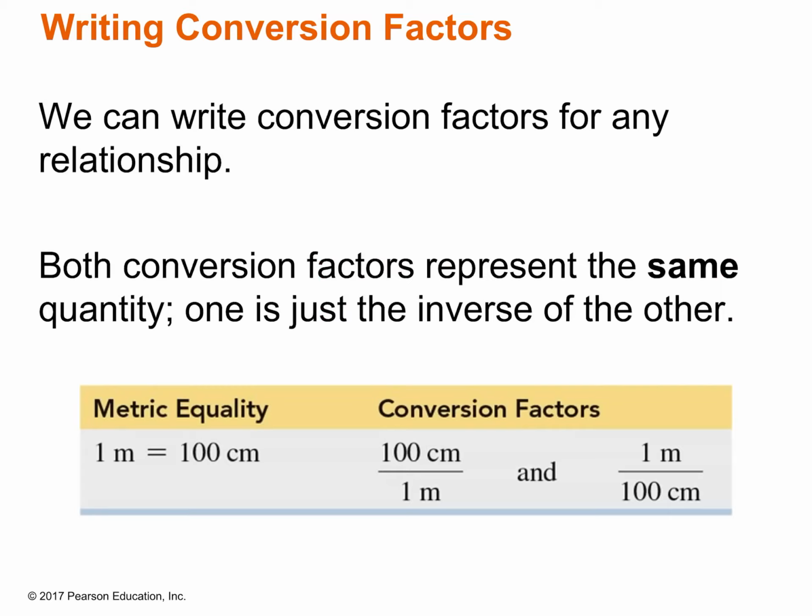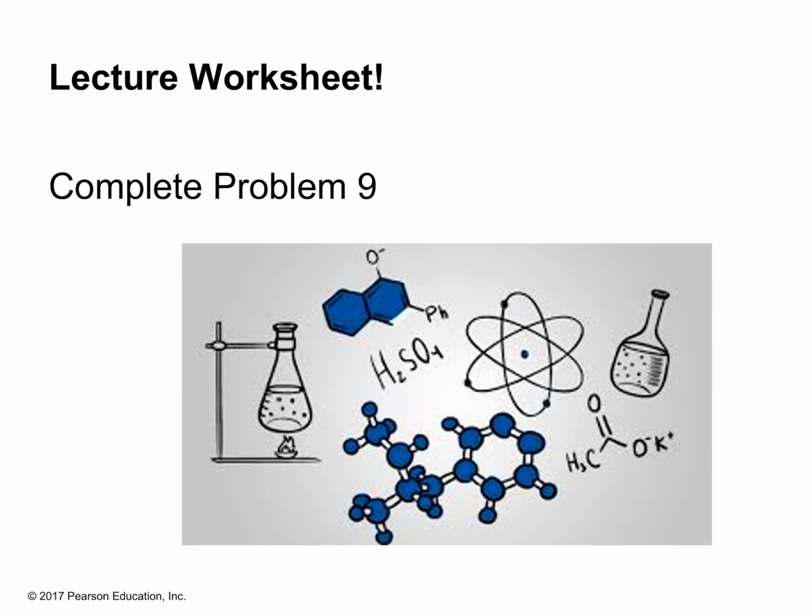So we can do this for anything. So here we have 1 meter equals 100 centimeters. That is our equality, right? When they're equal, that's an equality. And then when we start writing them on top of each other, that's when we call it a conversion factor. And so in one conversion factor, we can put 100 centimeters on the top and 1 meter on the bottom. And in the next one, we can just flip it upside down. We can put 1 meter on the top and 100 centimeters on the bottom. So for every equality, we can always write two conversion factors.